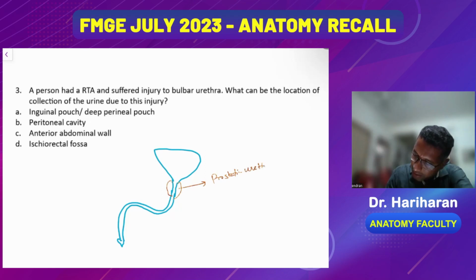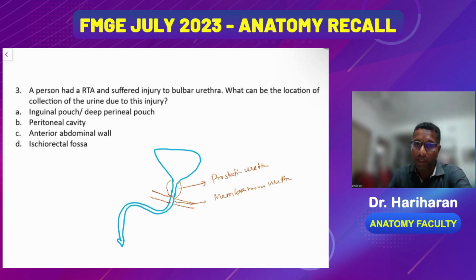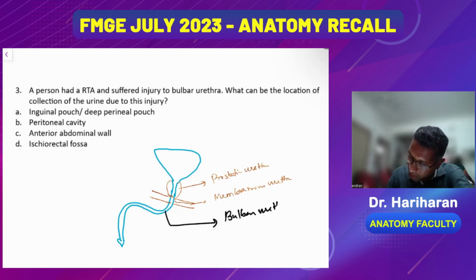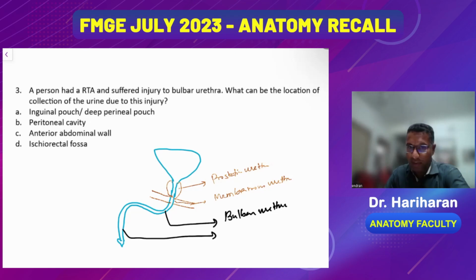And the one which is surrounded by the urogenital diaphragm, below the prostatic urethra, is called the membranous urethra. And the one which is present below the membranous urethra, lying within the bulb of the penis, is the bulbar urethra, and this part which is present in the shaft of the penis is called the penile urethra. Okay, so these are the parts of the urethra.